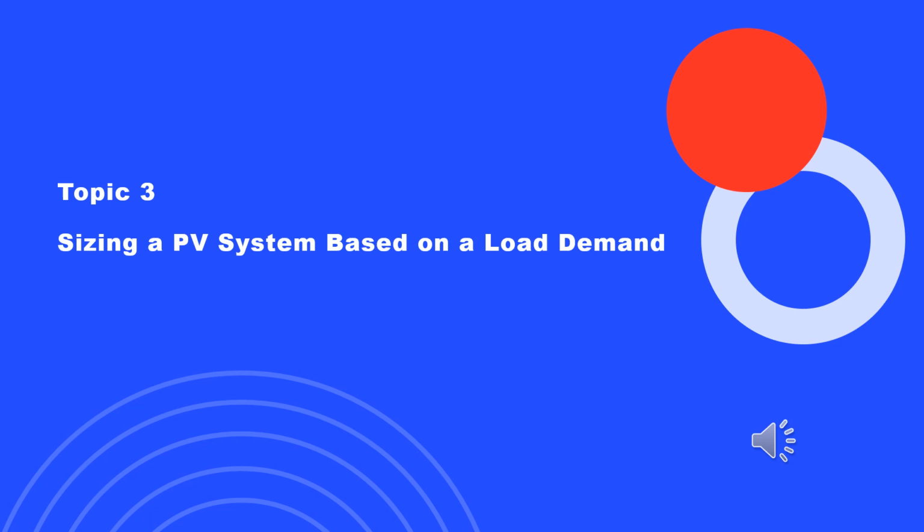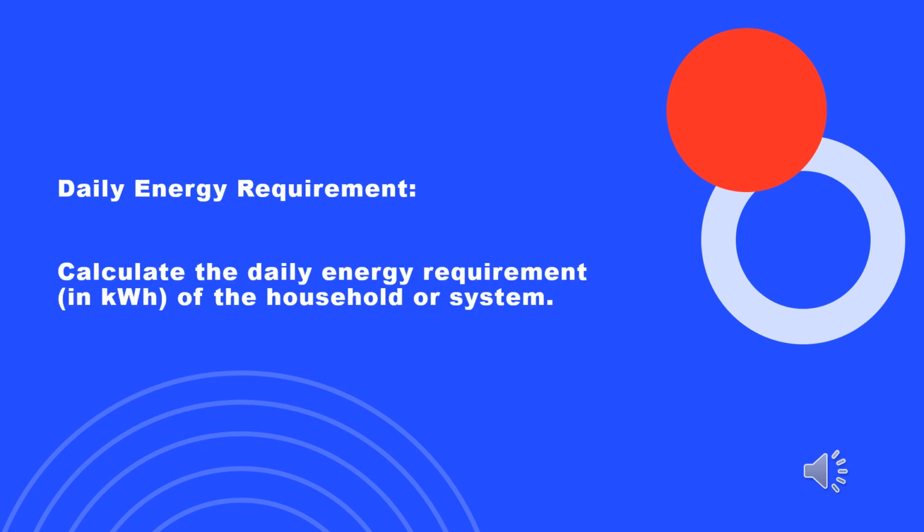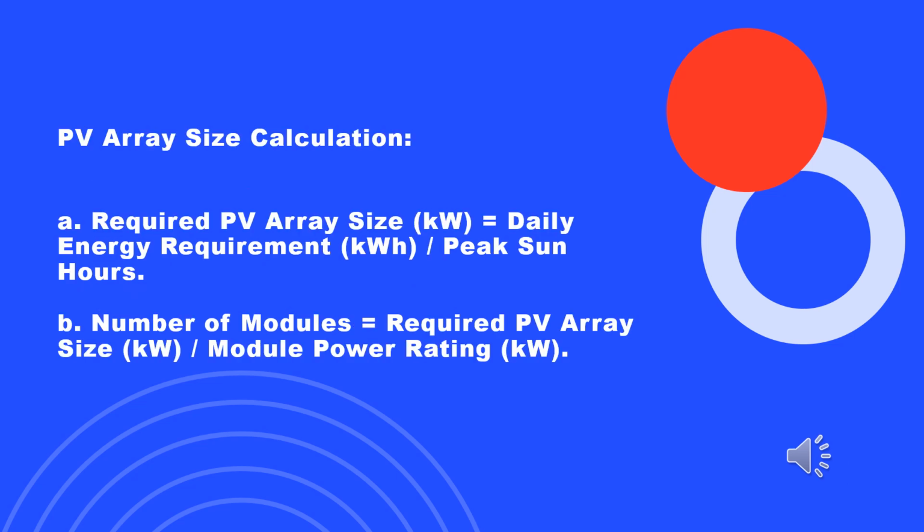Topic 3. Sizing a PV system based on a load demand. Daily energy requirement. Calculate the daily energy requirement in kilowatt hours of the household or system. PV array size calculation. Required PV array size in kilowatts equals daily energy requirement in kilowatt hours divided by peak sun hours. The number of modules equals required PV array size in kilowatts divided by module power rating in kilowatts.